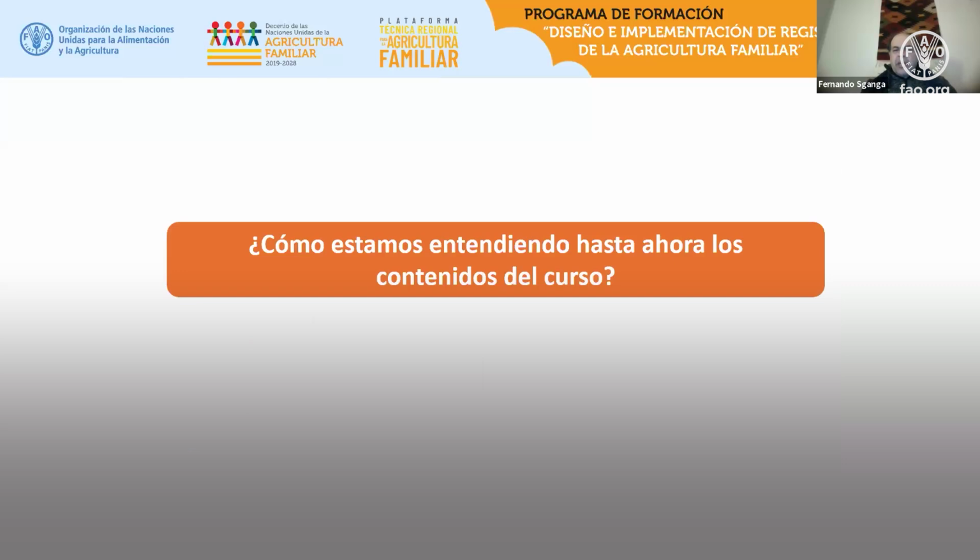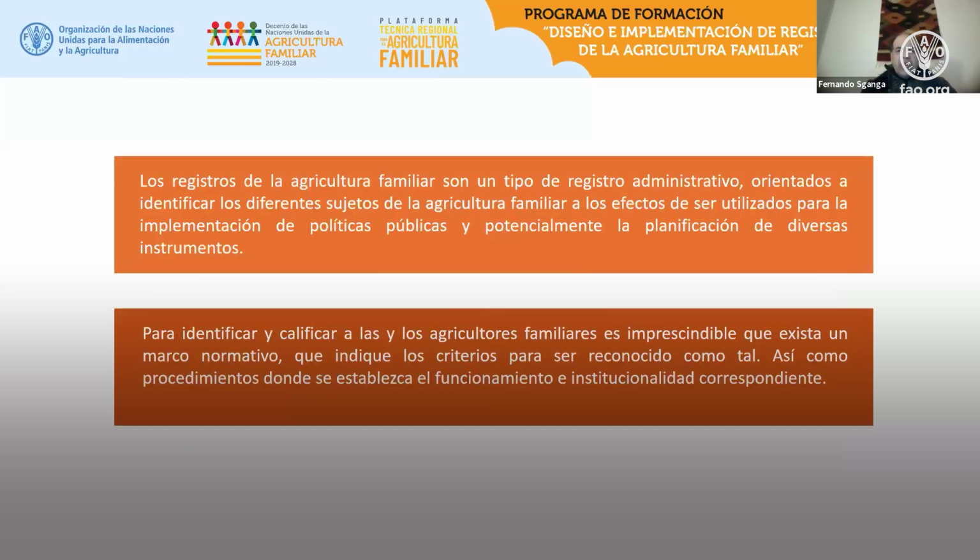So how are we understanding the course content so far? Let me read this with you. This is one of the conclusions in the previous sessions. Family farming registries are a type of administrative registry designed to identify the different subjects of family farming for the purpose of implementing public policies and potentially planning various instruments.